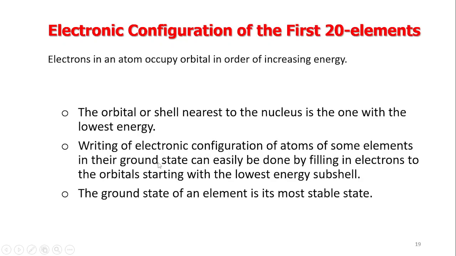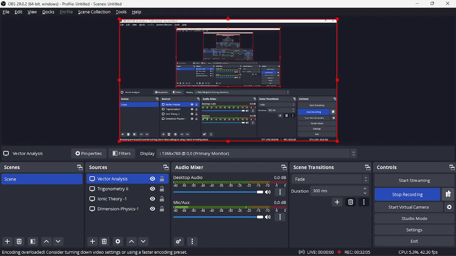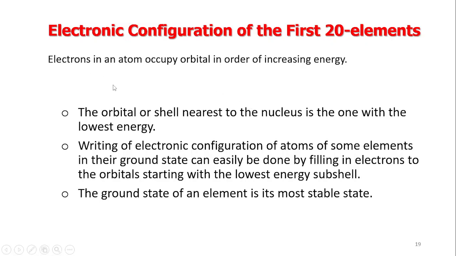So now let's proceed. Let's look at the electronic configuration of the first 20 elements. The electrons in an atom occupy orbitals in order of increasing energy level. This has been repeated severally. So the orbital or shell nearest to the nucleus is the one with the lowest energy.